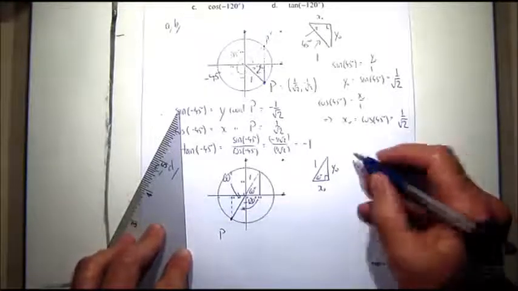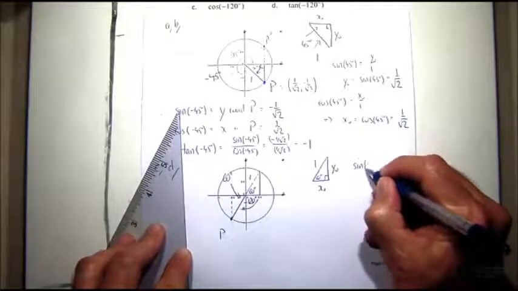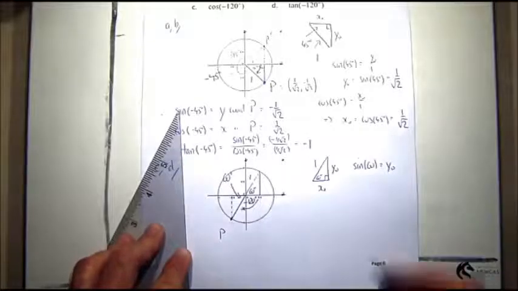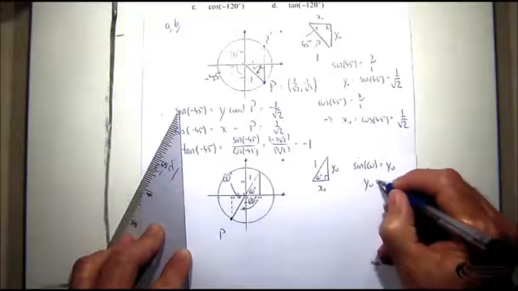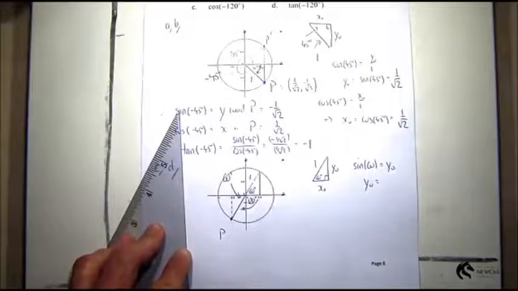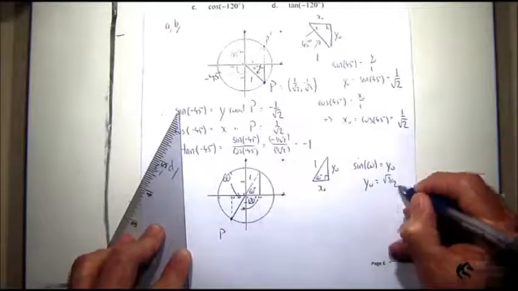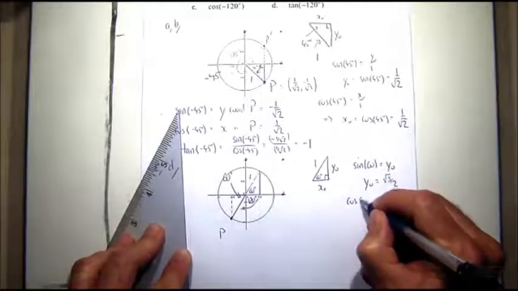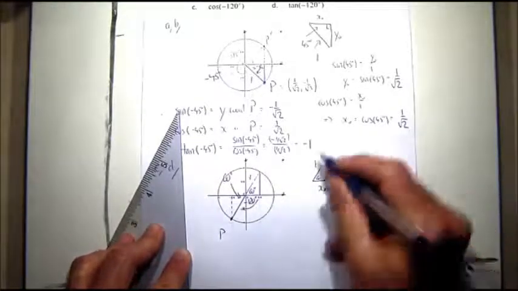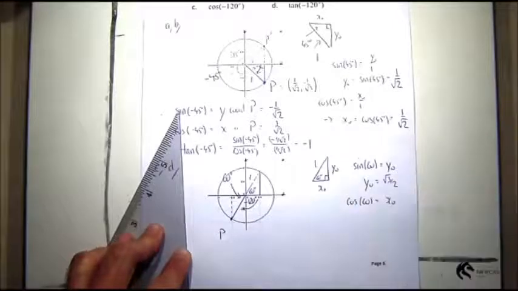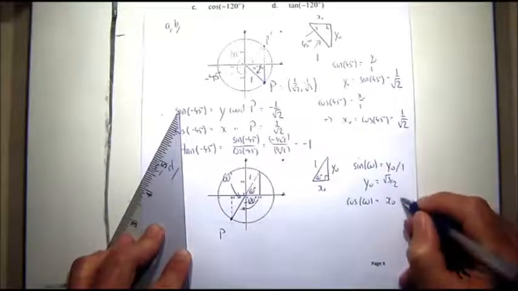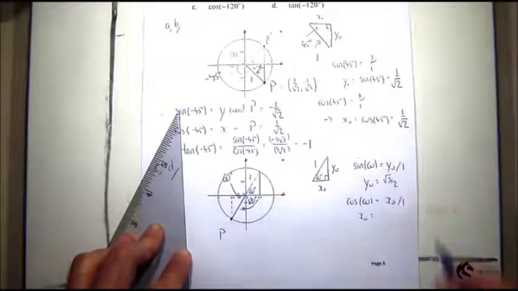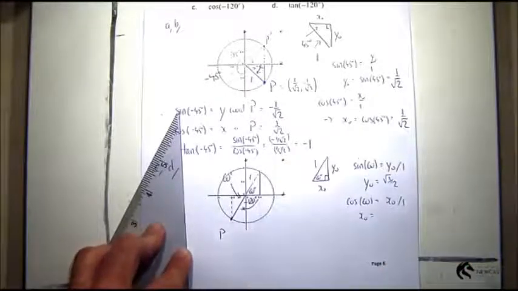And you can see that the sine of 60 degrees is equal to y0. And so from our special triangles, the sine of 60 degrees is the square root of 3 on 2. Likewise, cos of 60 degrees will be the adjacent over the hypotenuse, so that's x0. I suppose I should put over 1, over the hypotenuse. So x0 is the cos of 60, and the cos of 60 is a half.